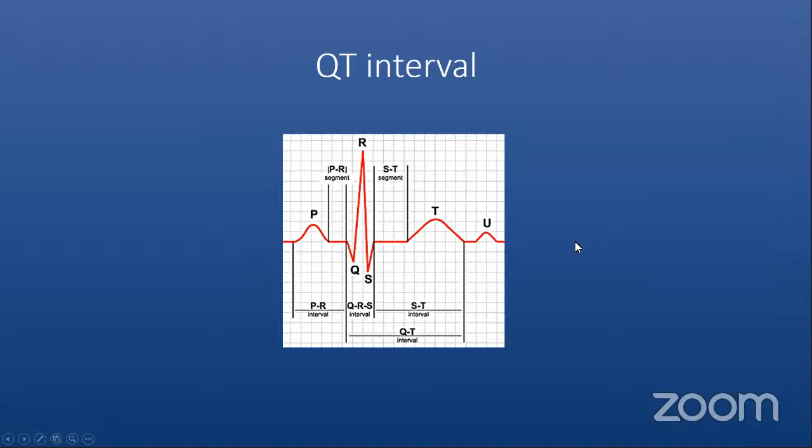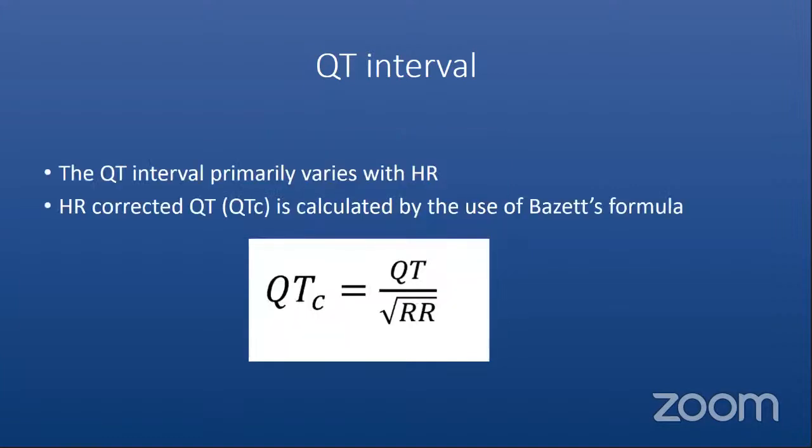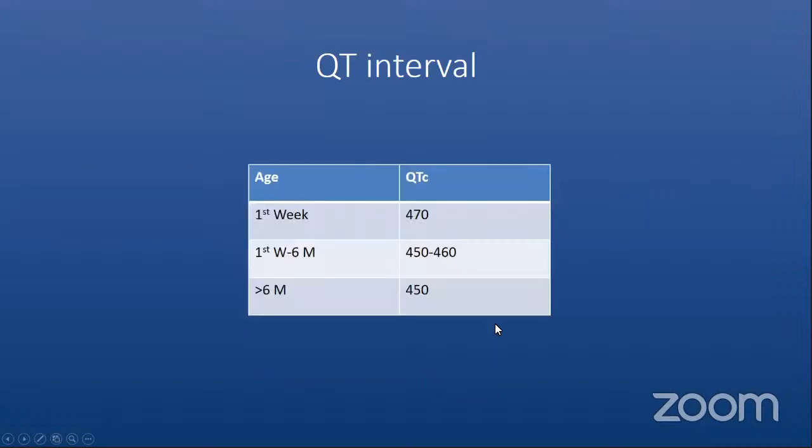Even though the ECG machine gives you the reading, you have to really calculate or look yourself at the QT interval. So how is it measured? Basically, because it varies with the heart rate, you have to have a heart rate corrected QTc. There is a well-known formula for that. The basic formula: QTc is equal to QT divided by the square root of RR.